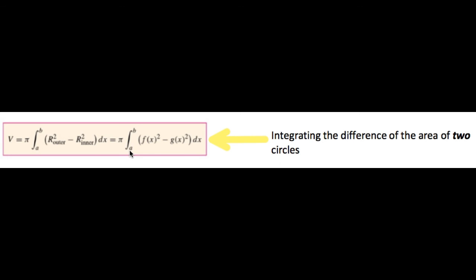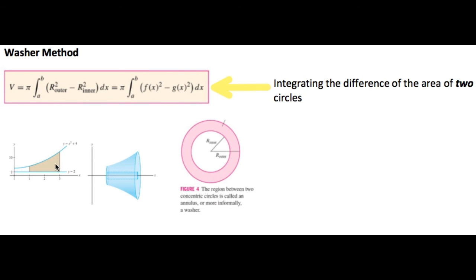The rules for the limits of integration are the same. It's a to b, either the question will give you a set boundary or you find where they intersect, and that's your limits of integration. In the washer method, in finding the area between them, you have to subtract the area of the inner function from the area of the larger function.